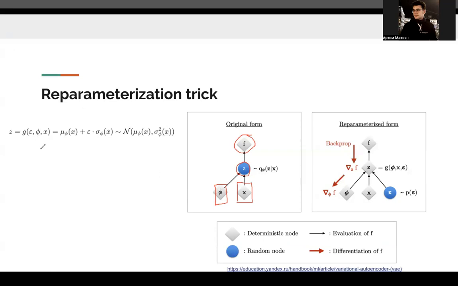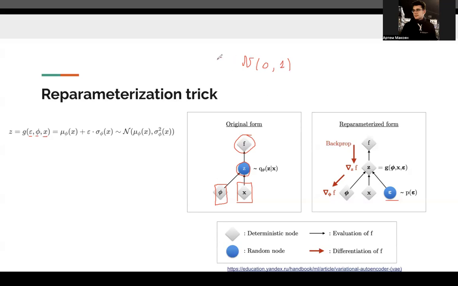We can use the reparameterization trick. What does it say? We can show that z is a function of epsilon, phi, and x. We know phi and x, we discussed it before, but what is epsilon? It's noise from the standard normal distribution. Standard means mean zero and deviation sigma one.